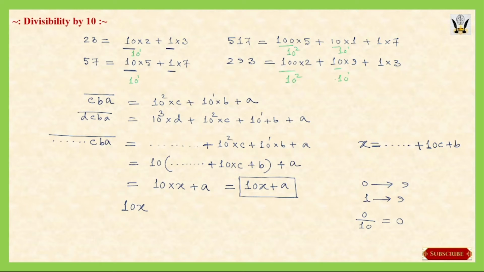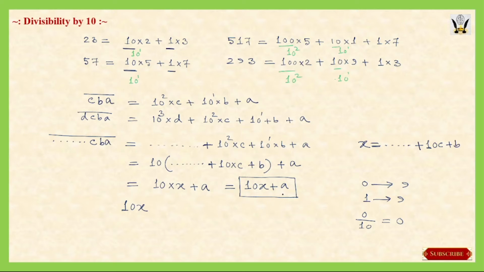And if we divide any number from 1 to 9 by 10, then the quotient will be 0, and the remainder will be that number itself. Only if we divide 0 by 10, the quotient will be 0 and the remainder will be 0. So in that sense, since the remainder is 0, we can say 0 is divisible by 10. That means when we have expressed a number as 10x plus a, since 10x is a multiple of 10, it is divisible by 10.